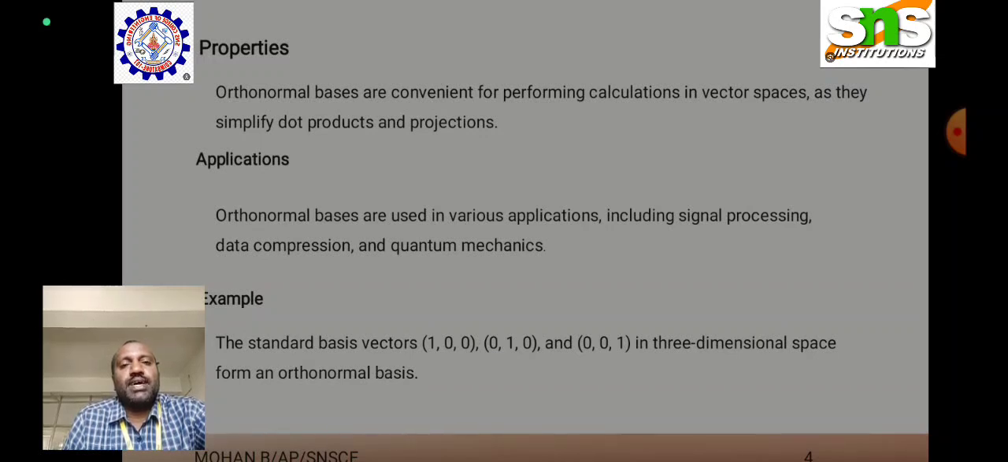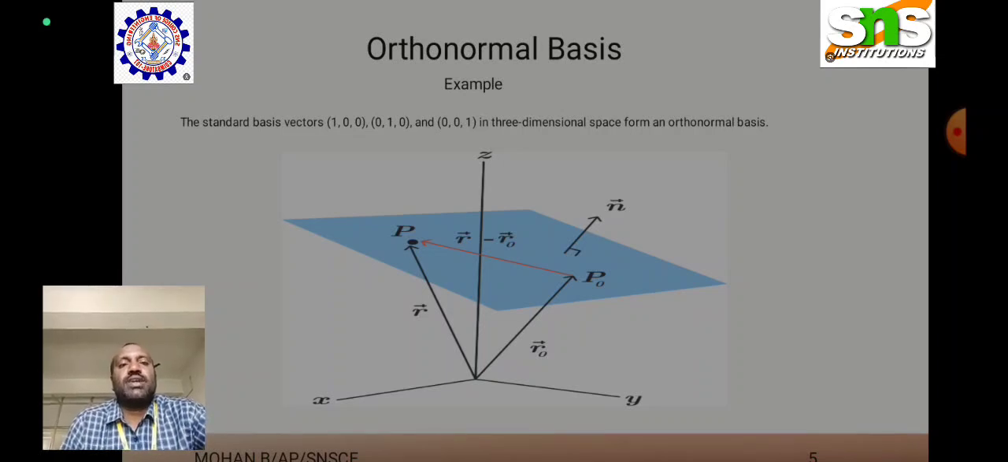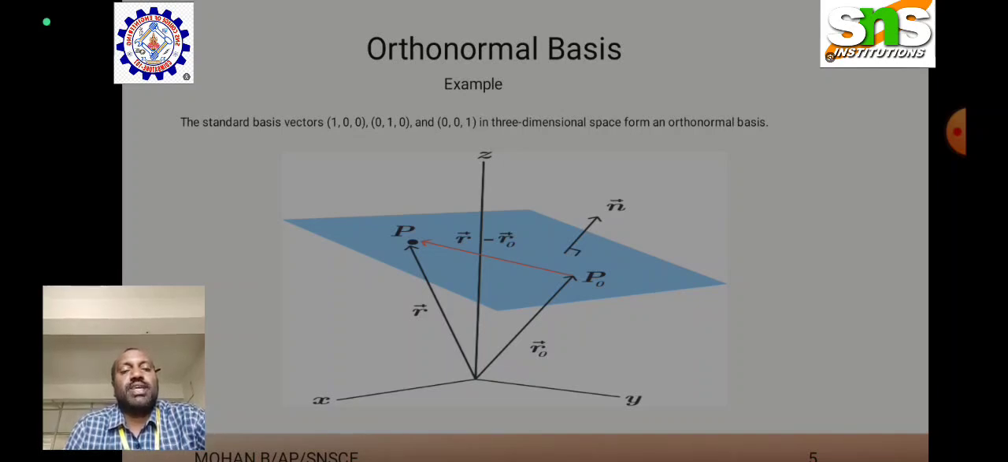Usually A transpose into A is equal to I, that is the identity matrix: 1 0 0, 0 1 0, 0 0 1. For example, the standard basis vectors are 1 0 0, 0 1 0, 0 0 1 in 3-dimensional space, and they form an orthogonal basis. So the orthogonal matrix here will be the identity matrix, and the standard basis vectors form an orthogonal basis in 3-dimensional space. It's a very important thing.